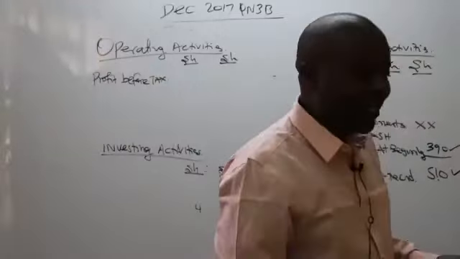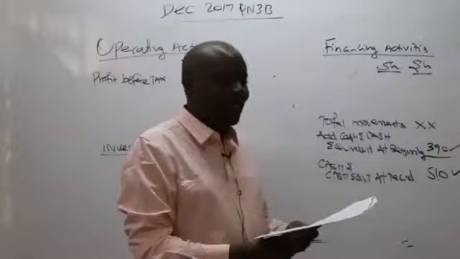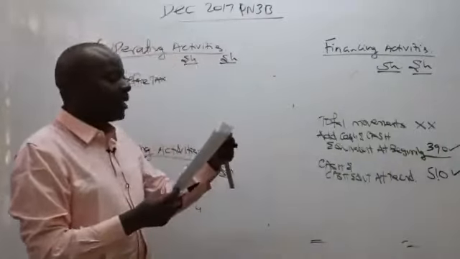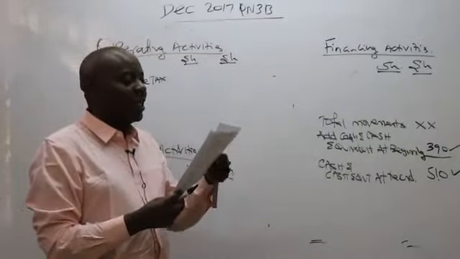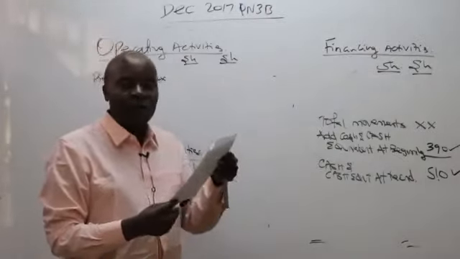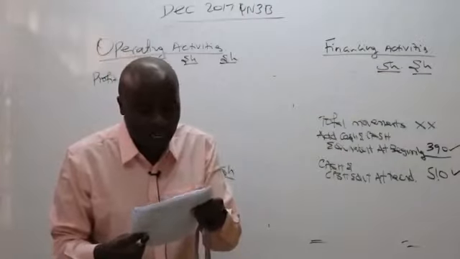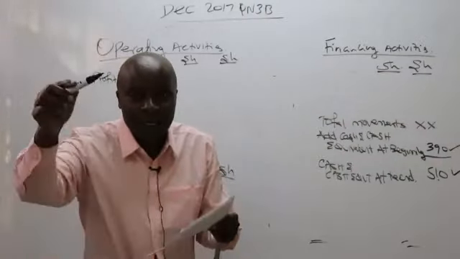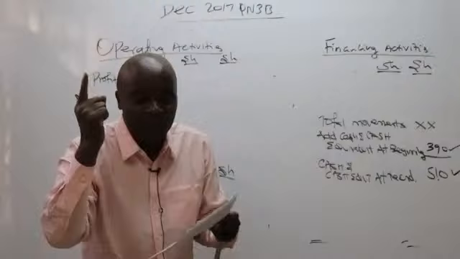Let us go slowly first, profit before tax. Please go straight away to the income statement that you have there. What do we have? Somebody there has the profit before tax. Remember, the income statement will be given to us for just 1 year.